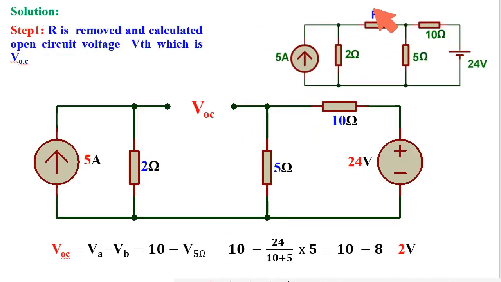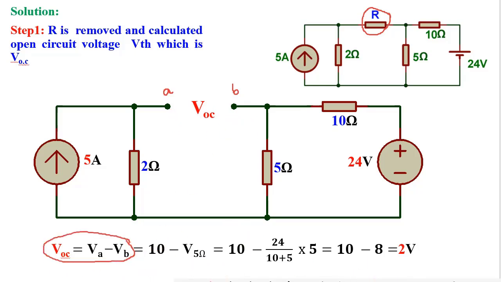First, I need to open the load and calculate the open circuit voltage across these 2 points. So keeping the rest of the circuit as it is, this is the circuit to calculate open circuit voltage. Say this is point A, this is point B. So VOC is VA minus VB.